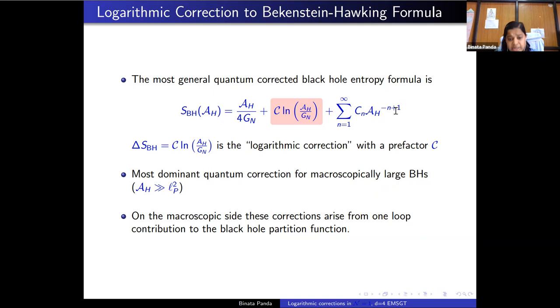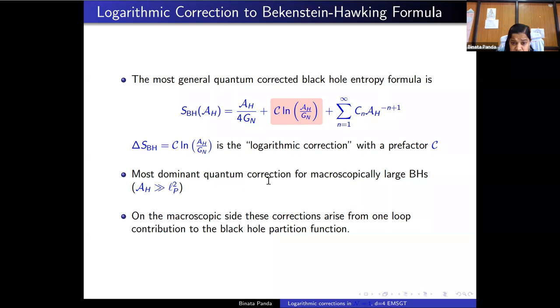So still in the large charge limit, we can calculate these quantum corrections. The logarithmic corrections will be the dominant correction for macroscopically large black holes. So we are still in the large charge limit.